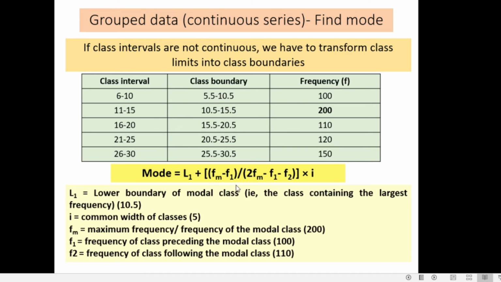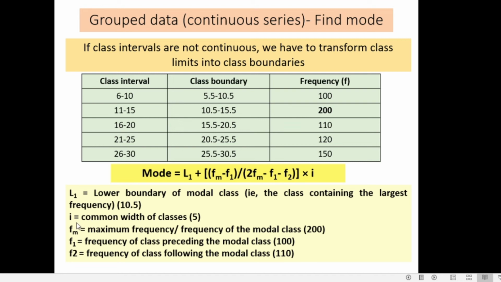So what are these variables? First is L1. L1 is the lower boundary of the modal class. So what is the modal class here? That class which is having the highest frequency is the modal class. So in this data, 10.5 to 15.5 is the modal class. And what is L1? It is the lower boundary of the modal class, which is 10.5. So L1 is equal to 10.5.